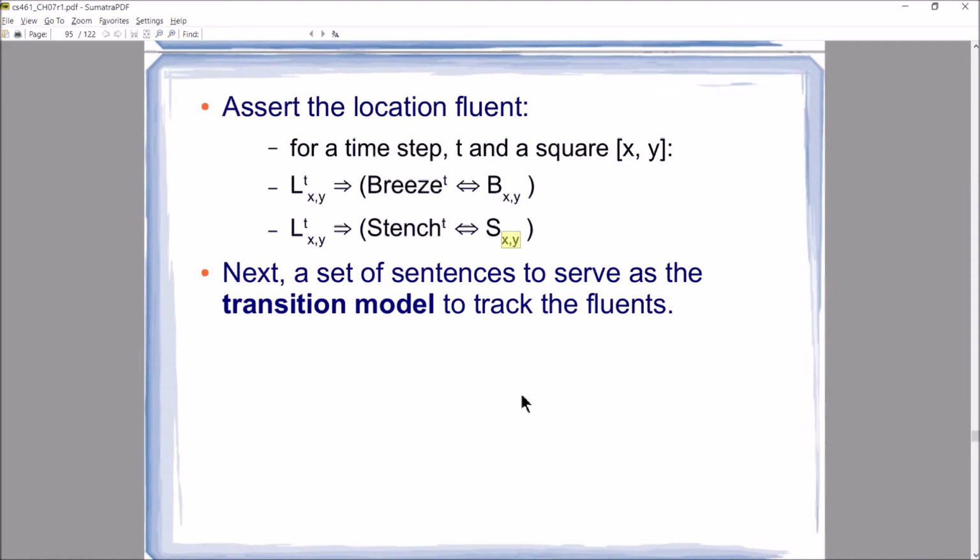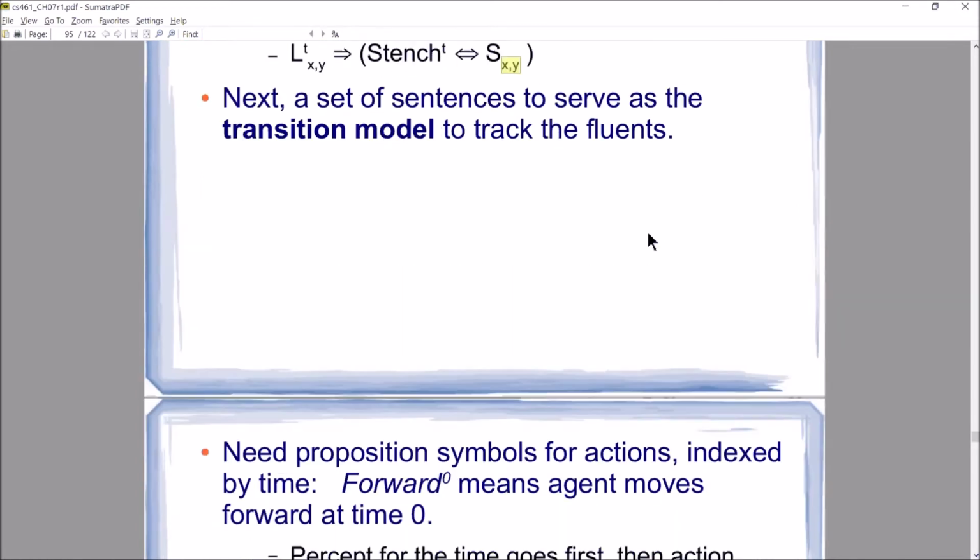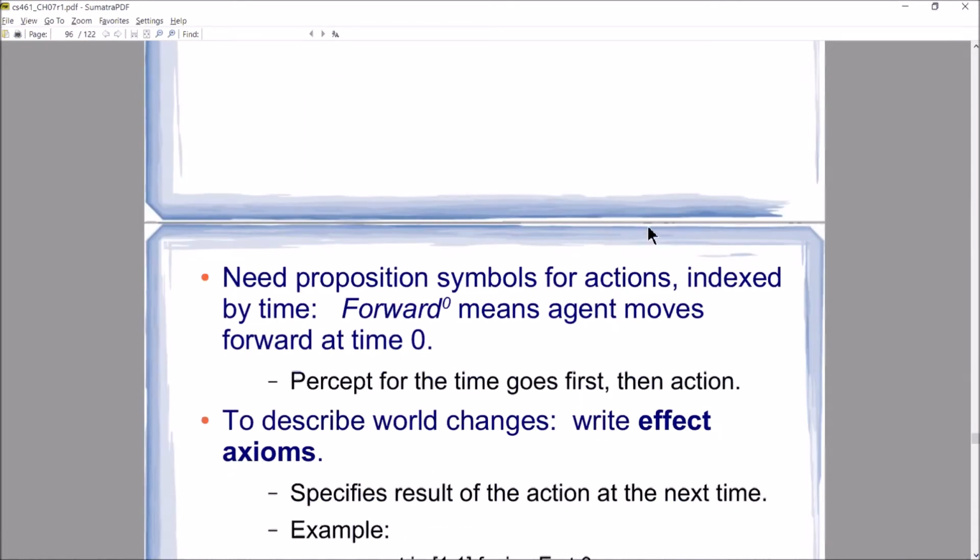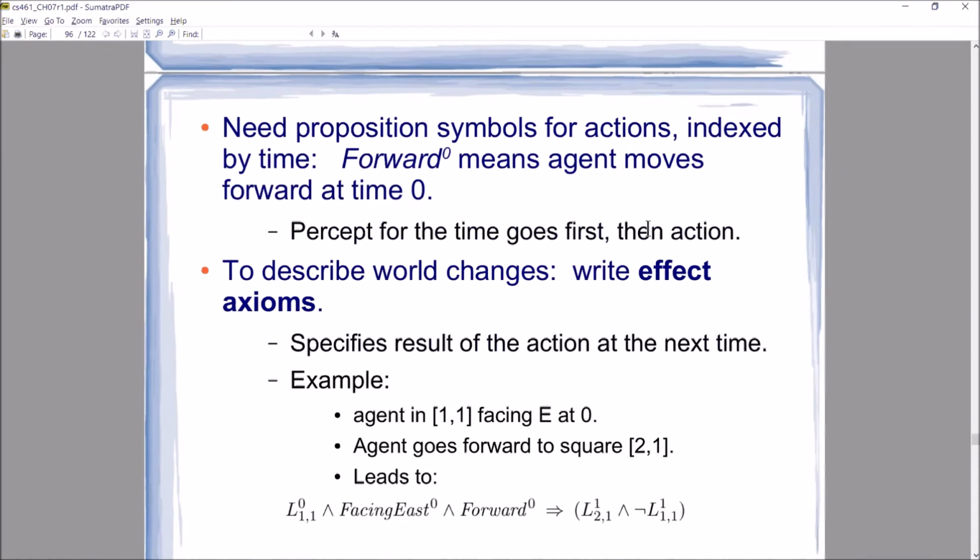We're going to need next, now that we have this type of language, to put together a set of sentences that's going to enact our transition model. That transition model we'll use to keep track of all the fluents that we're going to need to produce to set this up. Now to do that, we're going to need to come up with some symbols for representing actions, right? So we're going to need these symbols for the different actions, and we'll attach time to them. So if you've got Forward 0, what that would mean is that the agent's going to move forward at time 0.